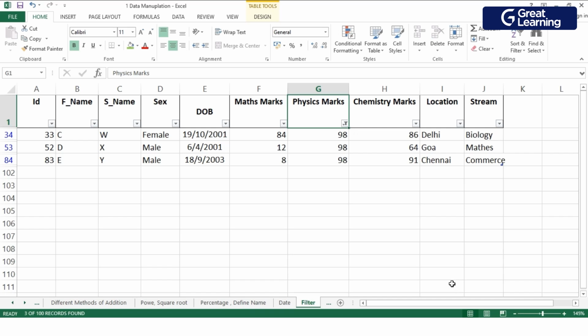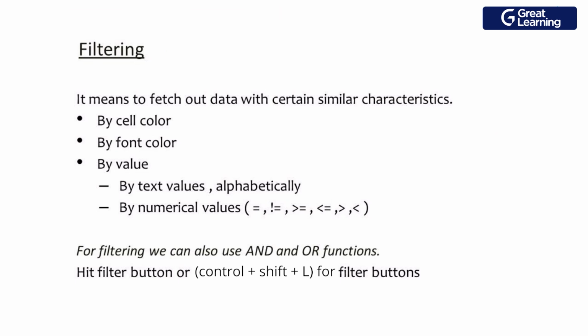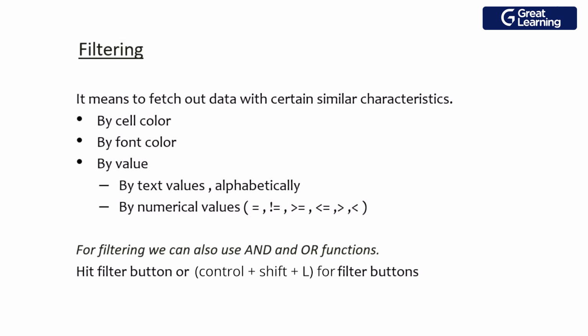We covered all different types of sorting. So this is how we do filtering in Excel. So we did filtering on the basis of different cell colors, different font colors also I have told you. Then on the basis of value, text as well, we checked data of only Goa students. And then we also checked how to do filtering on the basis of numerical values.